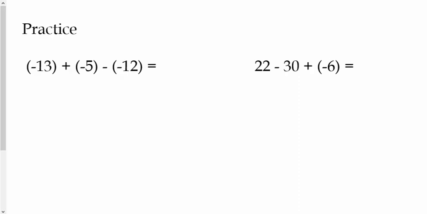So first, let's look at negative 13 plus negative 5. Negative 13 plus negative 5 is negative 18. And then I've got negative 18 minus negative 12. I'm going to rewrite that minus a negative as adding 12. So negative 18 plus 12 is negative 6.